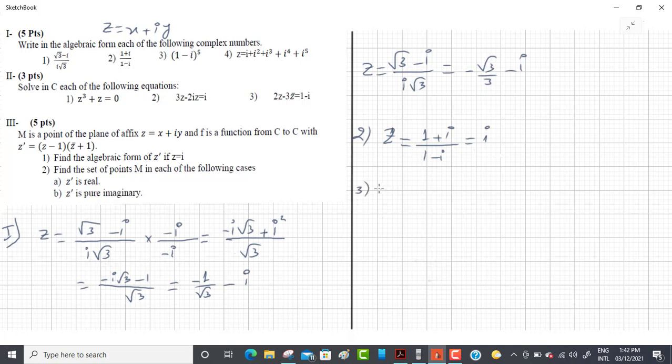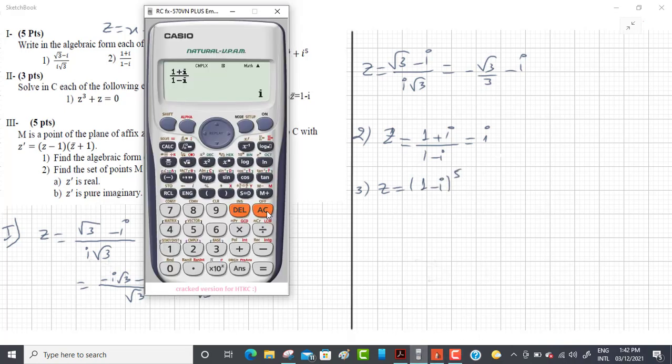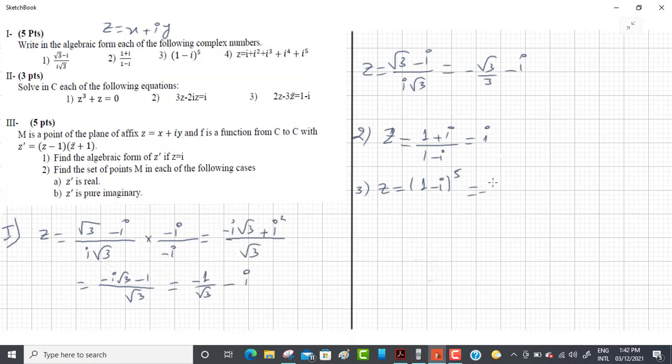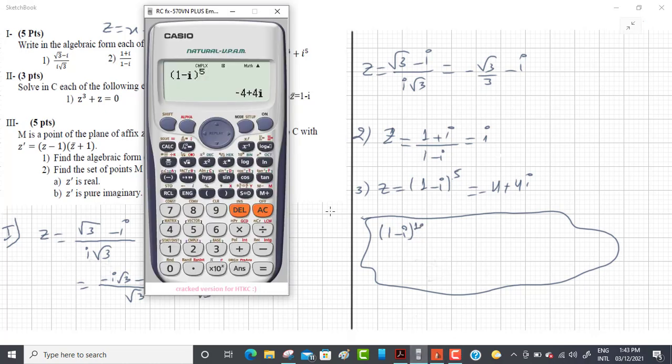Part 3: z equals 1 minus i power 5. If you try to calculate 1 minus i on the calculator, it gave you an answer, so you can write it as minus 4 plus 4i. I thought it only calculates complex numbers to power 3. Anyway, if you want to do it with another method, or if you have to do 1 plus i power 10, 1 minus i power 10, for example, in another question, I don't think the calculator can calculate 1 minus i power 10.